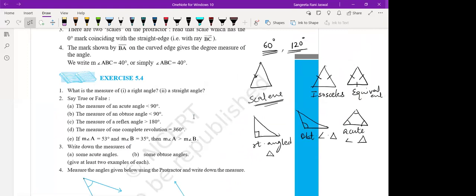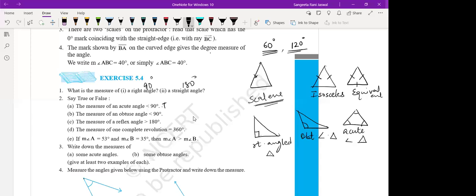Now see, children, what is the measure of a right angle? Yes, good, Bhavesh. Ma'am, 90 degrees. Okay. Straight angle, ma'am, 180 degrees. The measure of an acute angle is less than 90 degrees. Adya, is it correct? True, ma'am.